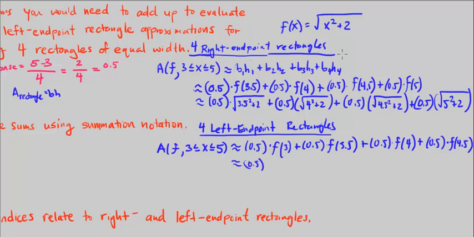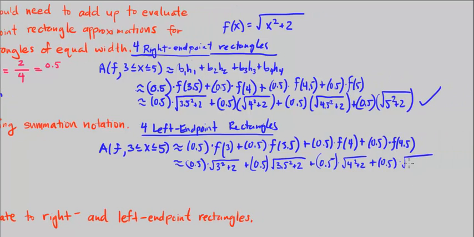0.5. Well, what's f of 3? Again, we look at our function. That's going to be the square root of 3 squared plus 2, plus 0.5 times f of 3.5, square root of 3.5 squared plus 2, plus 0.5. I can put these in parentheses again, times square root of 4 squared plus 2, right? I'm right here. And then plus 0.5. And this we know is going to be square root of 4.5 squared plus 2.